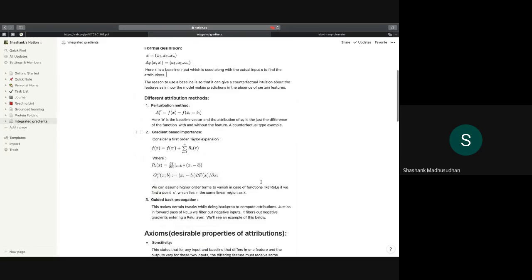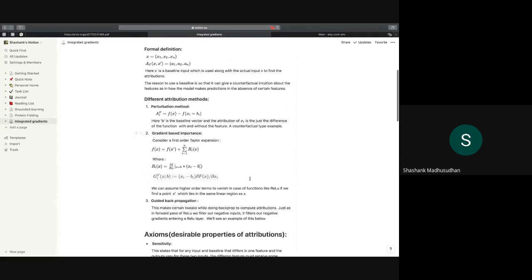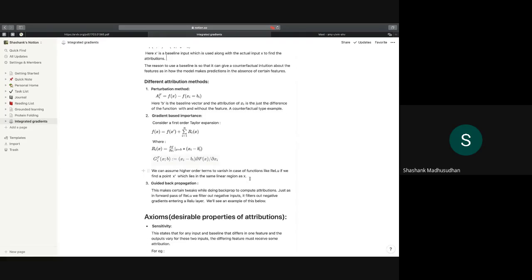Before I get into the crux of the paper, I'll just introduce some different attribution methods. The most obvious one would be to take a particular dimension and just replace it with a zero vector, zero value, or whatever you want, a baseline, and find the difference in outputs. That will be the attribution for that dimension.